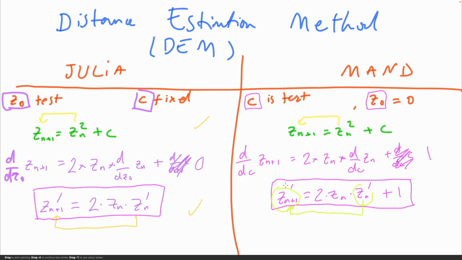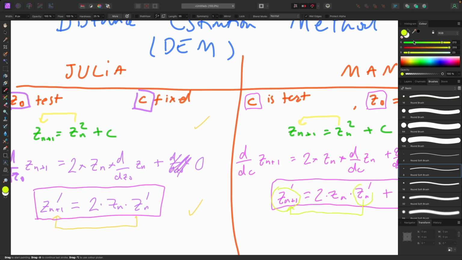Now one question remains: what are the initial values? Because if we're doing an iteration, we have to start with a seed value, an initial value. We know what the ones for Z are, Z0. What is it for the initial gradient here? Well, the initial gradient happens at Z0.